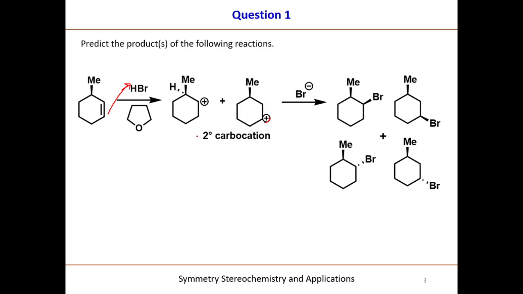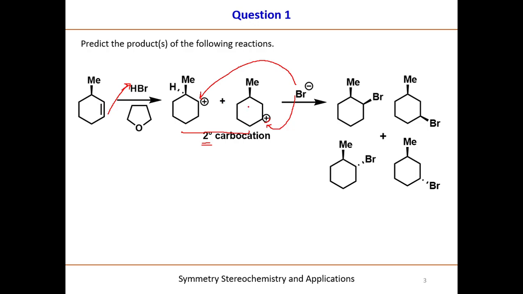If you see both the possibilities, both the carbocations are secondary carbocations, and they have equal stability. After formation of the carbocation, bromide ion will attack. So this is an SN1 type reaction, as we have discussed in the previous class. Nucleophile will attack on the carbocation here, and it can also attack on the carbocation here. So there are two possibilities, right?